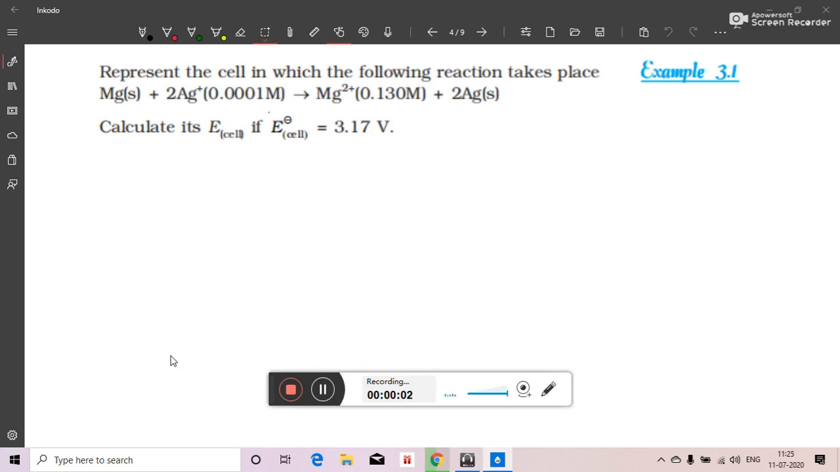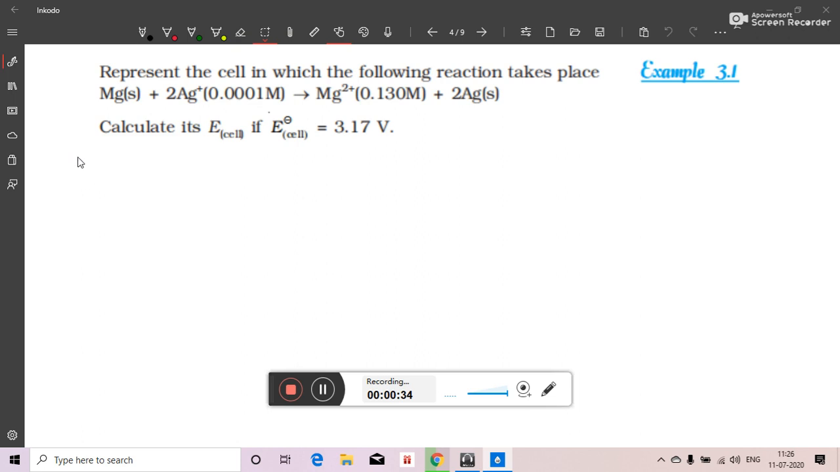Hello students, let us see the numericals of chapter 3 based on the theories we have studied till now. Example 3.1. Represent the cell in which the following reaction takes place: Mg + 2Ag+ gives Mg2+ + 2Ag. Calculate its E cell if E naught cell equals 3.17 volt.